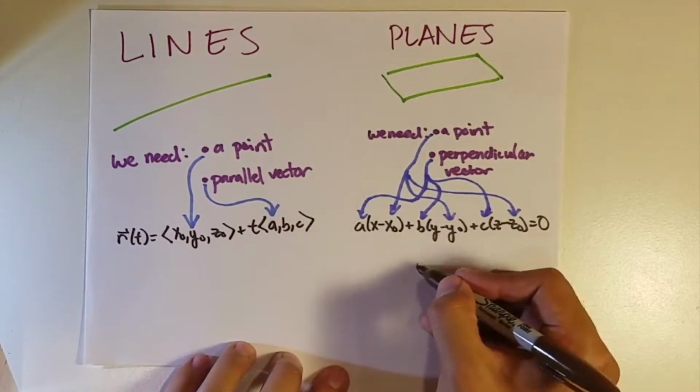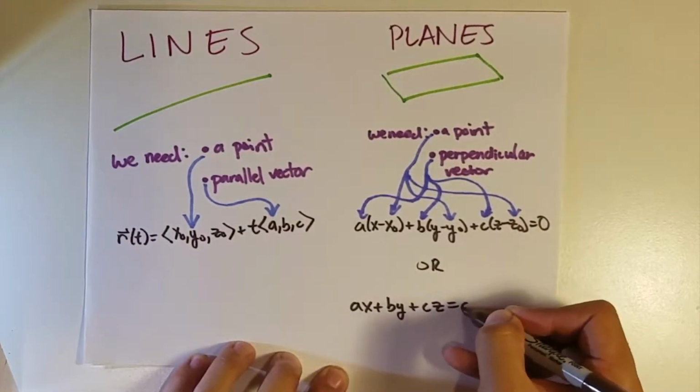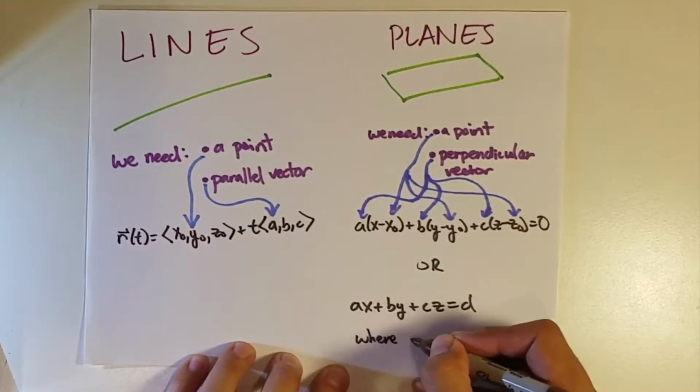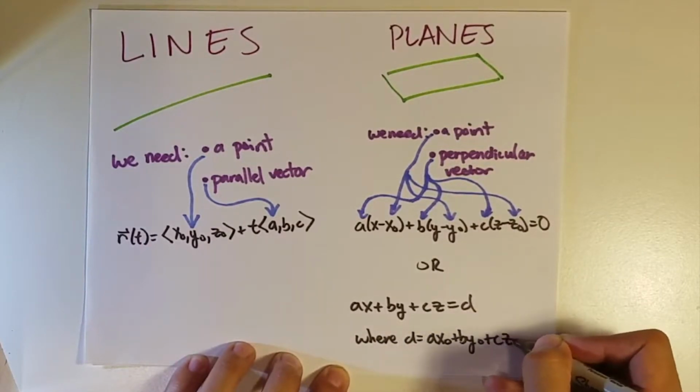Note that we can also rewrite this equation as ax plus by plus cz equals d, where d equals a times x0 plus b times y0 plus c times z0.